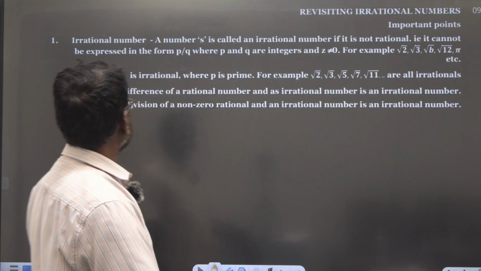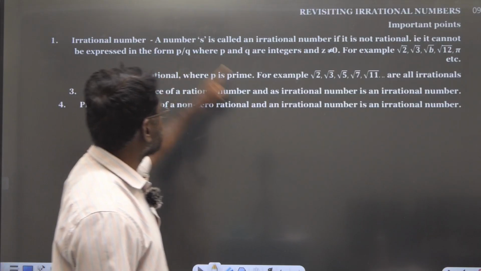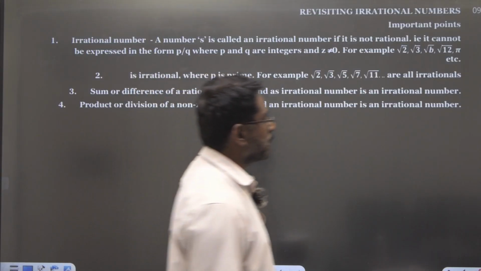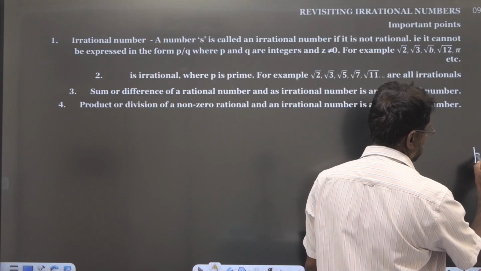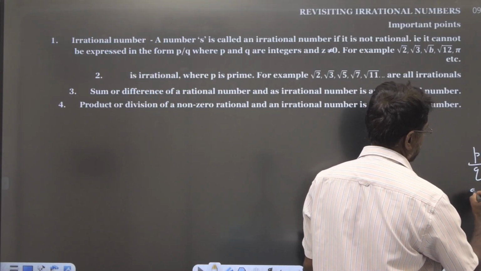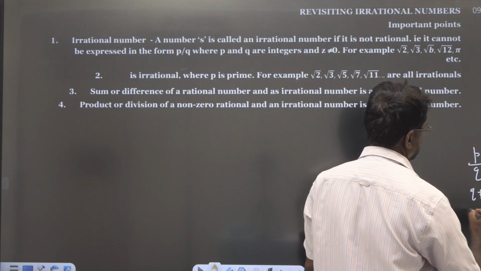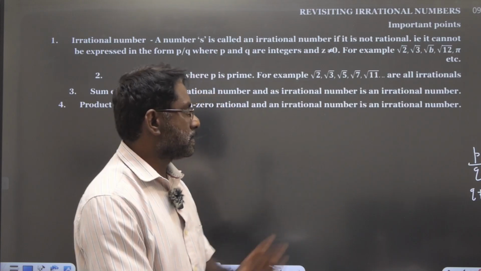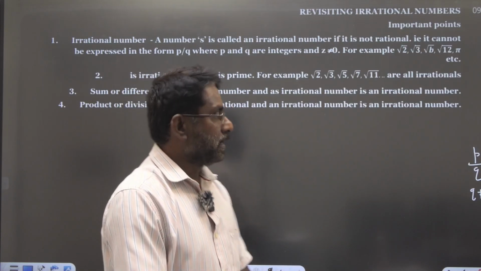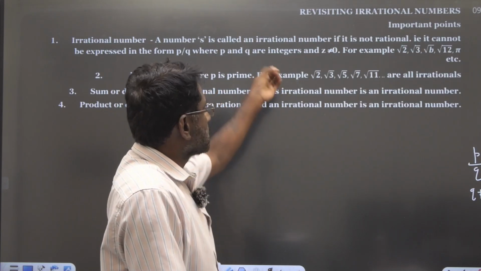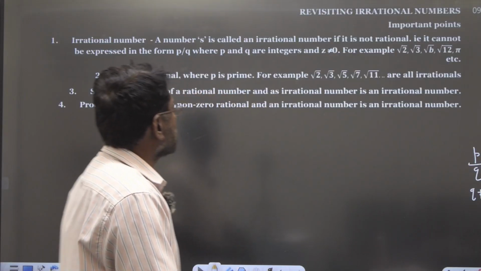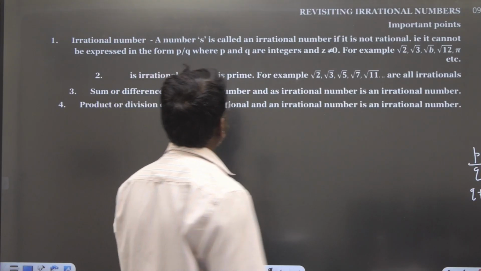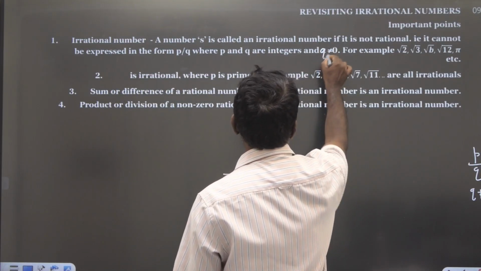That is, it cannot be expressed in the form p by q. What is a rational number? Any number which can be expressed in the form p by q, but q not equal to 0. P and q are integers. It is called rational number. If it is not a rational number, it is an irrational number. Notice that q not equal to 0.